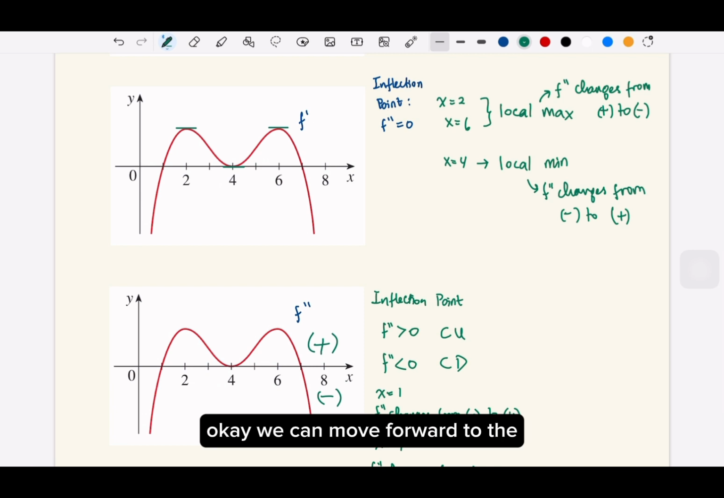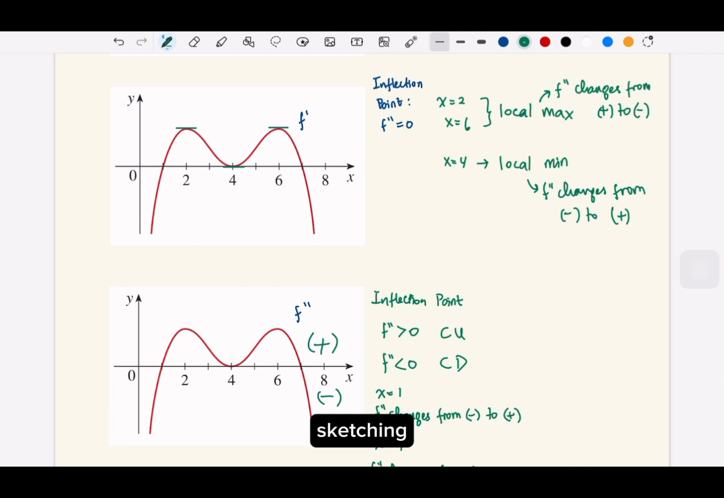Okay, we can move forwards to the sketching curves.